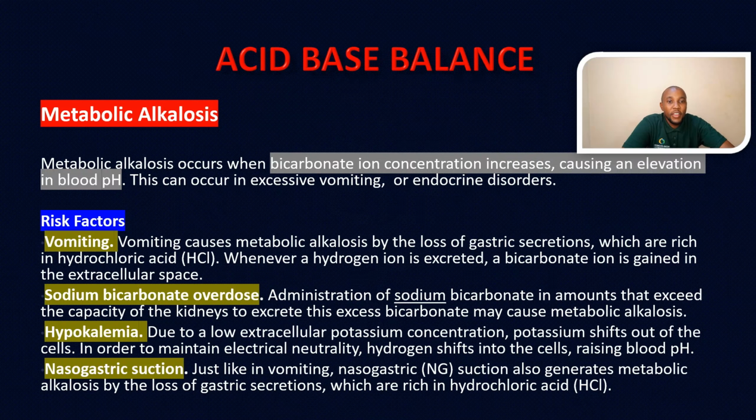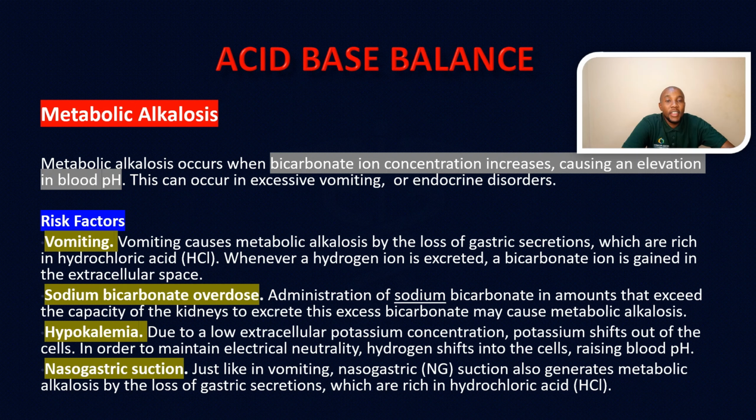We now proceed with metabolic alkalosis. We are still on the acid-base balance. Let us look at metabolic alkalosis. Metabolic alkalosis occurs when bicarbonate ion concentration increases, causing an elevation in blood pH. Remember, with alkalosis, the pH goes up. And we said bicarbonate is a base. So when bicarbonate increases, we become more basic, and this will raise the pH. This can occur in excessive vomiting or endocrine disorders.